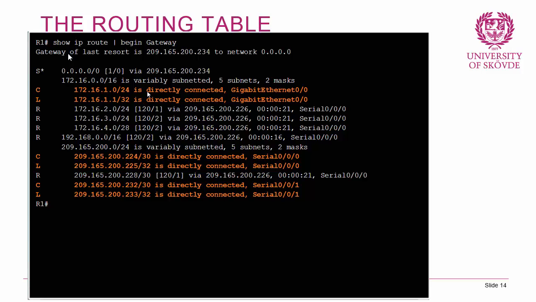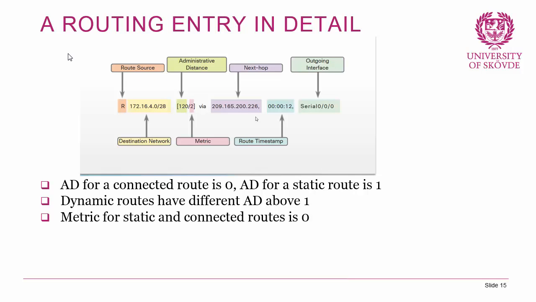And for now, we're just going to dig deep into a specific routing table entry. Looking at a routing table entry, it begins with specifying the route source, and now we see an R, which is for RIP. You can also have S, which is for static, C, that is for connected, L, that is for locally connected interfaces, and a bunch more for other dynamic routing protocols.